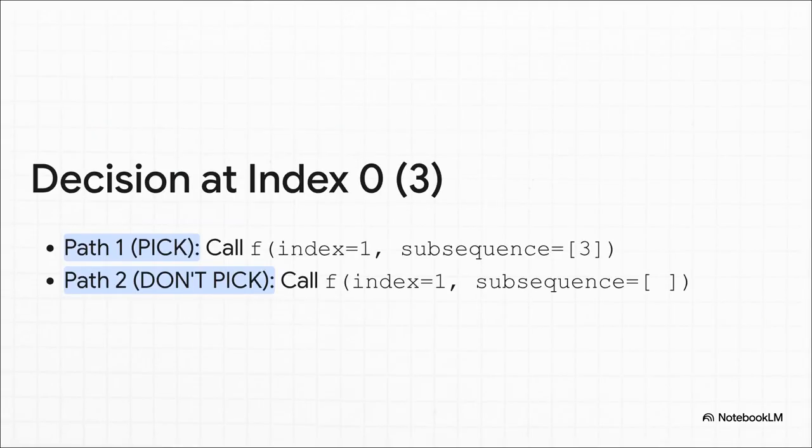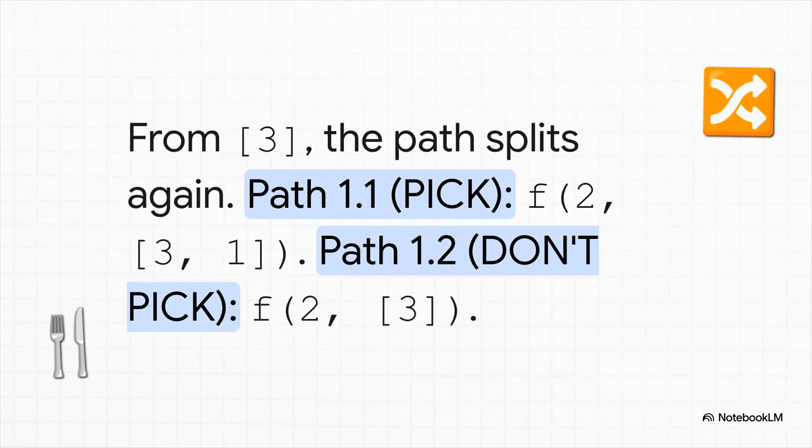And right away, the path splits in 2. The function makes 2 new calls to itself. In one call, we decide to pick 3, so our subsequence becomes 3, and we move on to index 1. In the other call, we decide not to pick 3, so the subsequence stays empty, and we still move on to index 1. So let's just follow that left branch for a second, the one where we already picked 3.